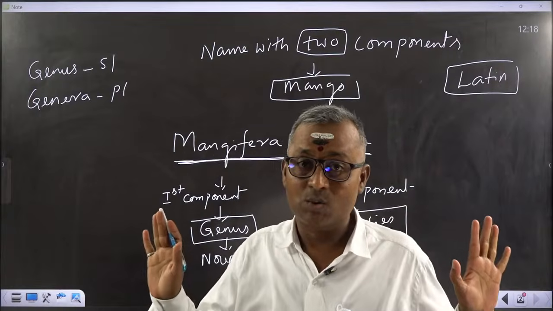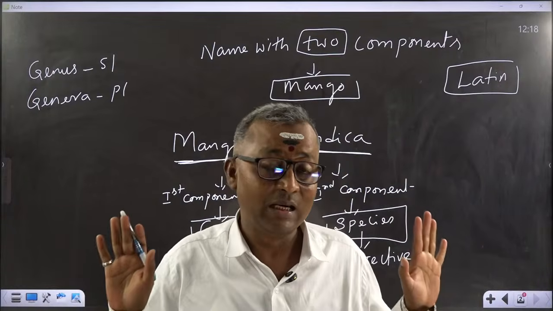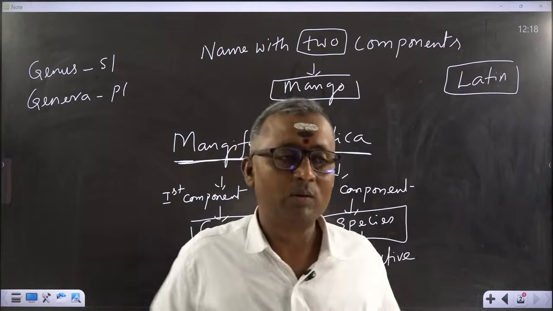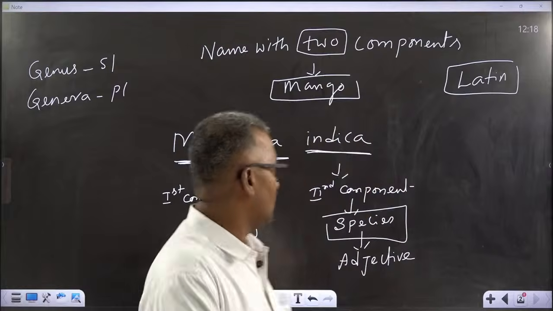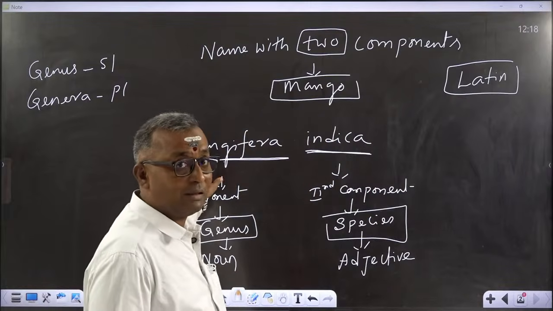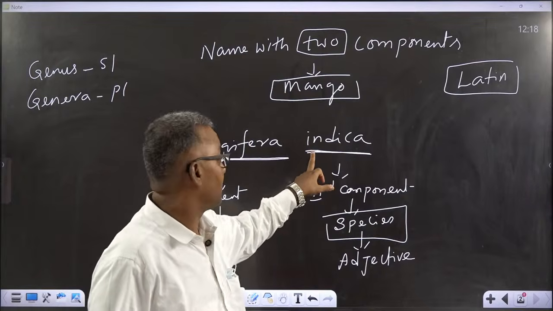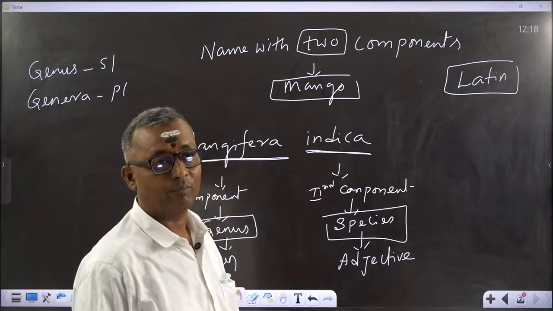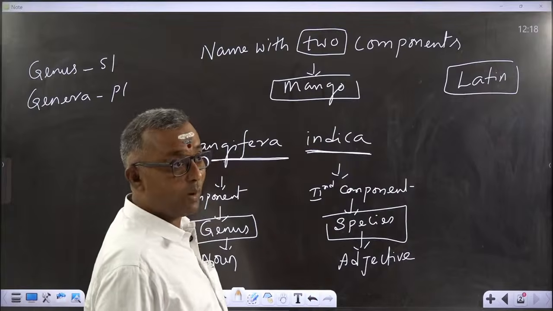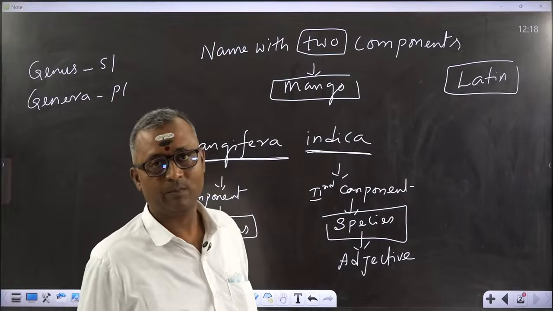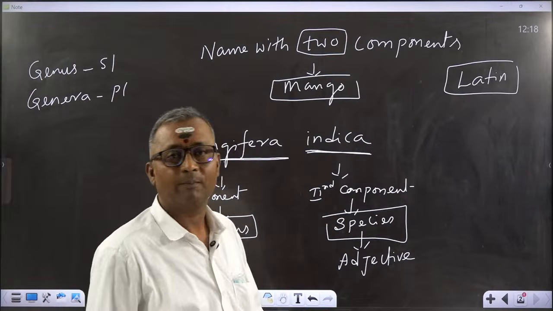So you should not write scientific names of organisms as you like. There are rules. Whenever you are writing the name, you must see that the first letter of the genus is in capital and the first letter of the species is in small. Why? Because genus is a noun and species is an adjective. This is another important rule.